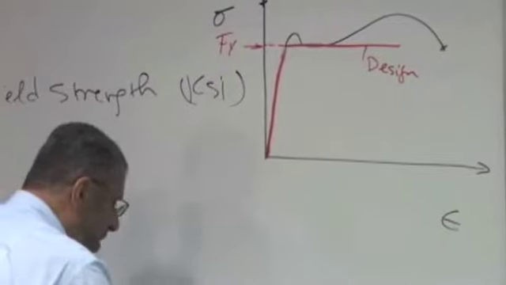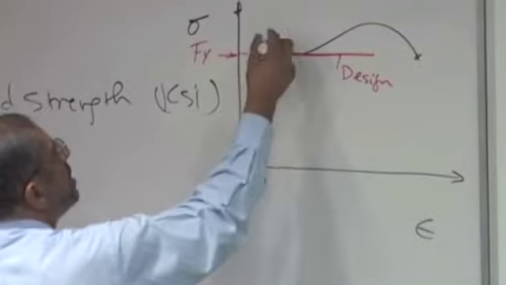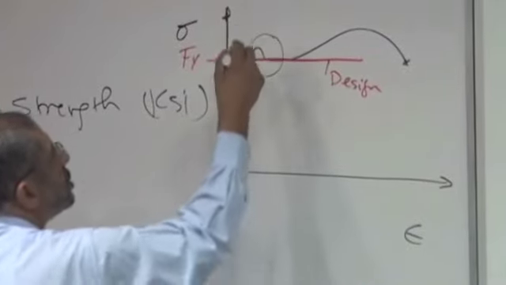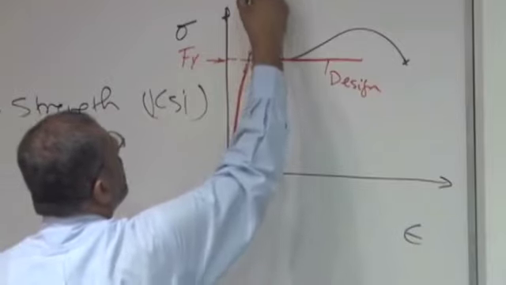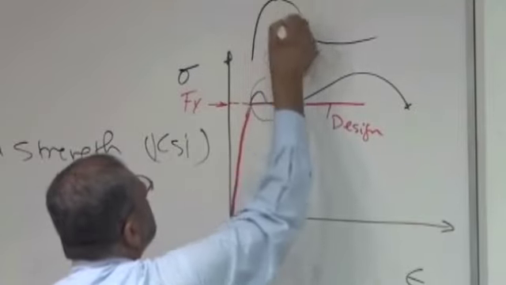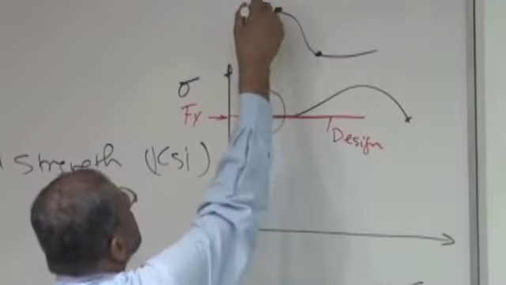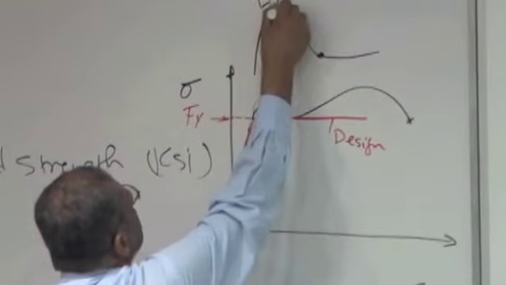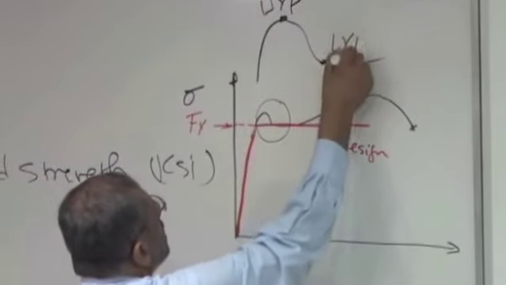Okay, one, we'll call it the upper yield point. If you look at this knee here and enlarge it, you will find that we have the following. We have the upper yield point and the lower yield point. So this is the upper yield point and this is the lower yield point.